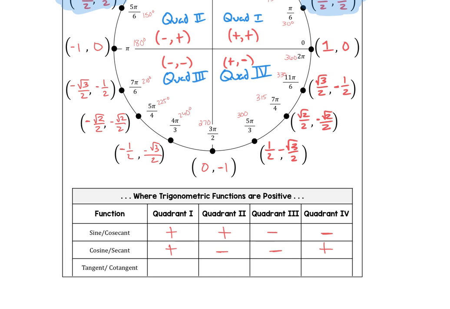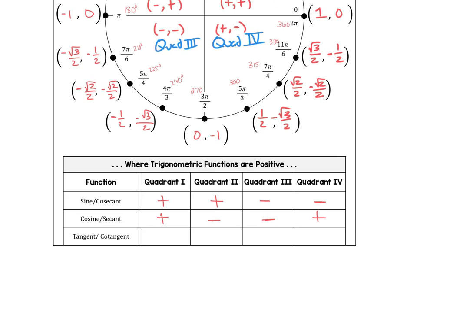And then finally, tangent is y over x. So the only time it's positive is if y and x are both positive or y and x are both negative, which happens in quadrant 1 and quadrant 3. The other two times tangent is negative. So again, remember, this is y, this is x. Tangent is y over x.